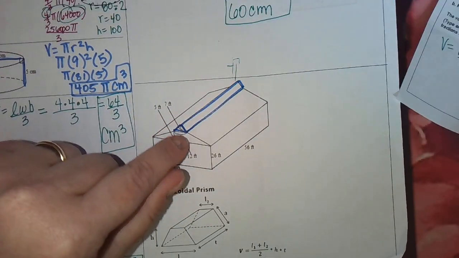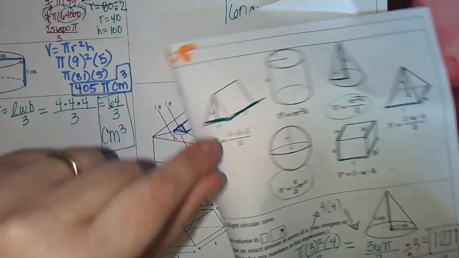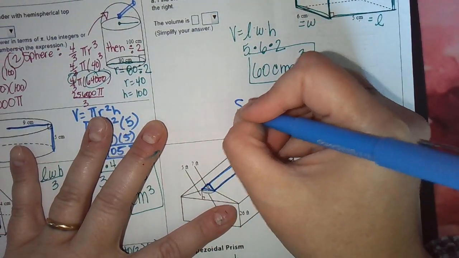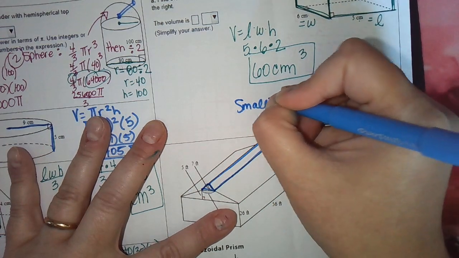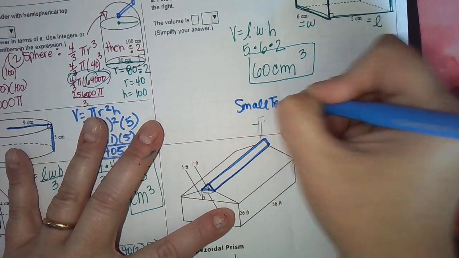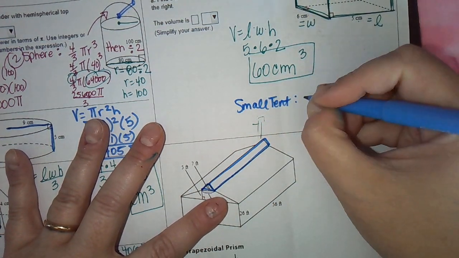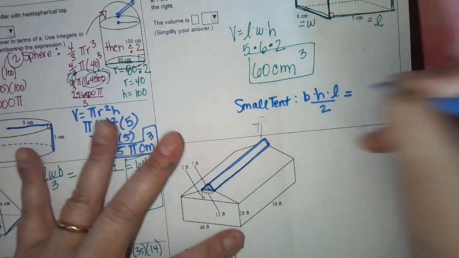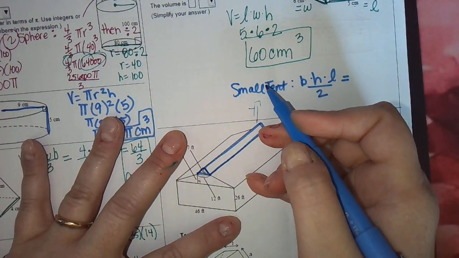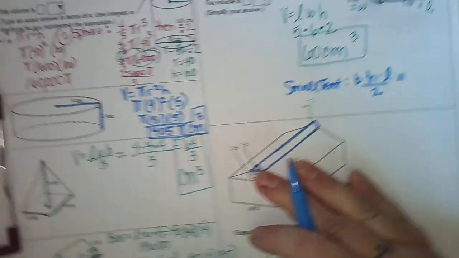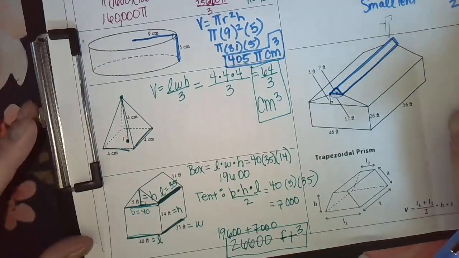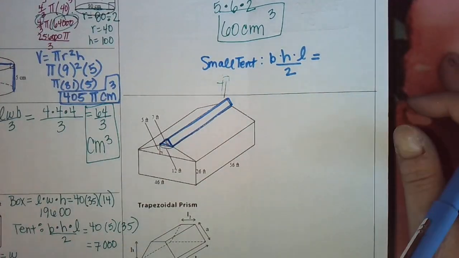Yeah, so let's use that formula. Volume equals base times height times length divided by 2. Okay, so I think I'm just going to write small tent. The formula was base times height times L divided by 2. And when I'm talking about a tent, I'm talking about a tent that you go camping in, or the tent that they put on top of a wedding outside when it's raining.